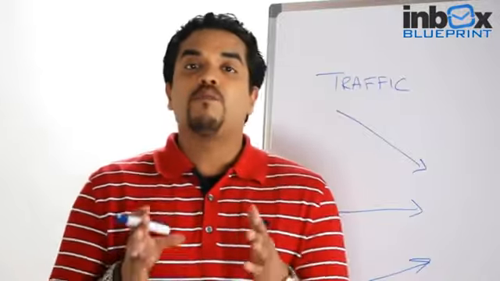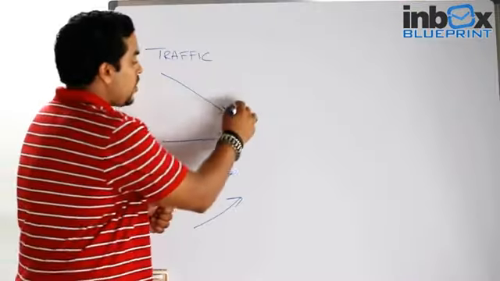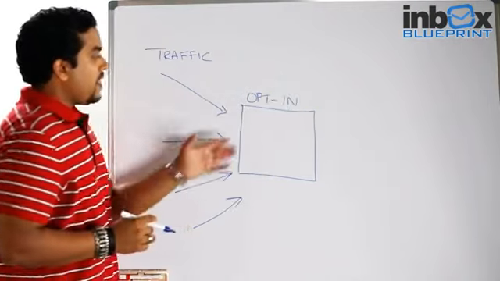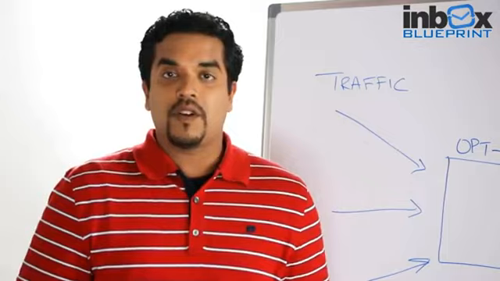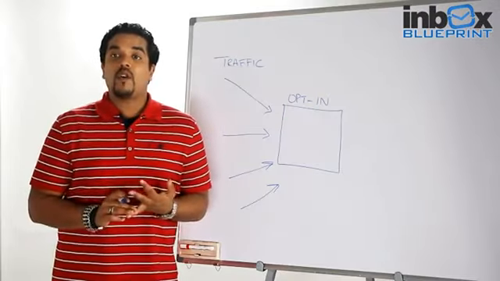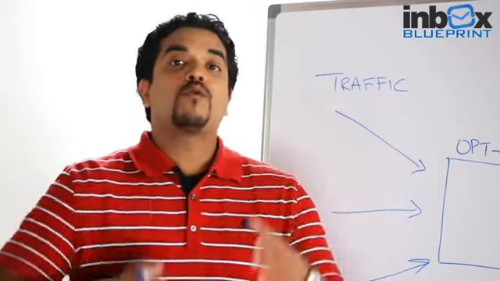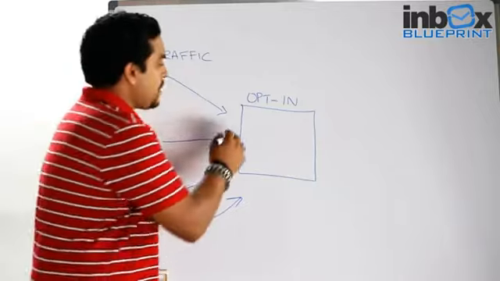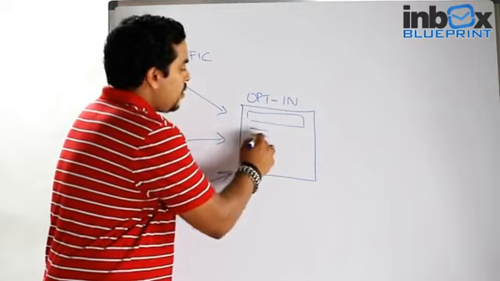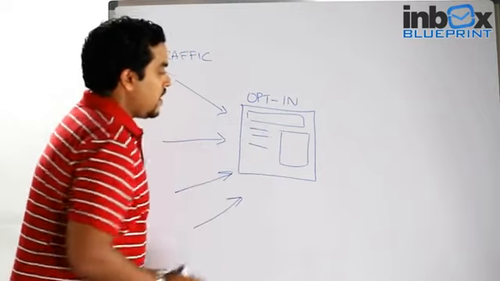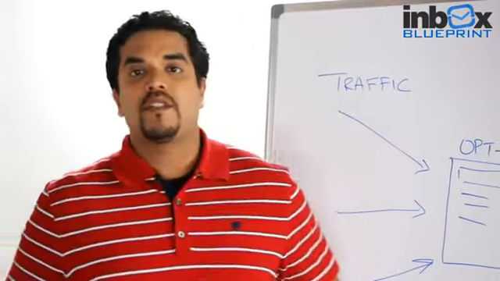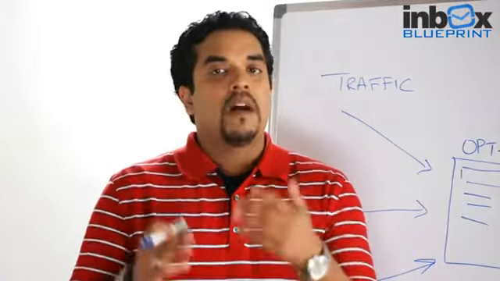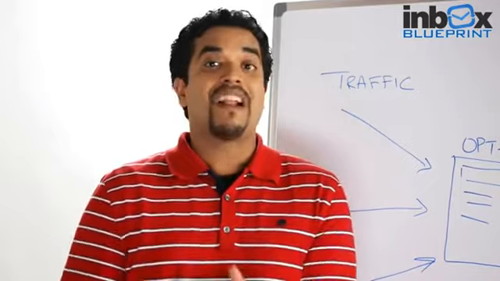What happens in the inbox blueprint business model is that that traffic goes to something we call an opt-in page. Now, this term, you can also hear it called a squeeze page, or you may hear it called a flycatcher. I almost always refer to it as an opt-in page, okay? Now, an opt-in page is very simple. An opt-in page has a headline and has some bullet points, and then it has a big box here. And it allows for someone to put their email address in. That's it. That is an opt-in page. So the anatomy of an opt-in page, I'm going to discuss that in a later video.